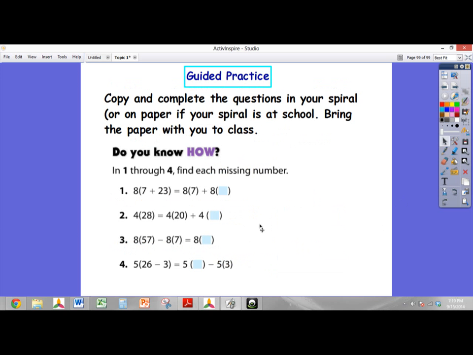Here are some problems for you to do. You don't actually have to find the final answer, but figure out what numbers would go in these blanks. Write these down in your journal or on a piece of paper and bring them with you to class tomorrow so that we can discuss them in our teams.